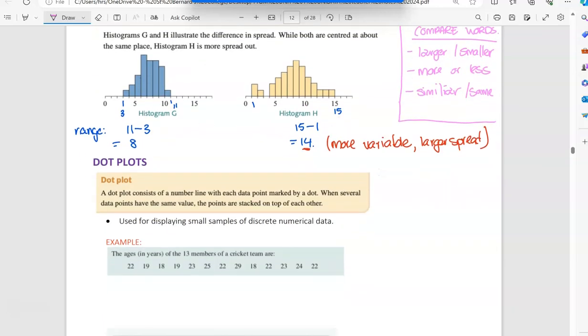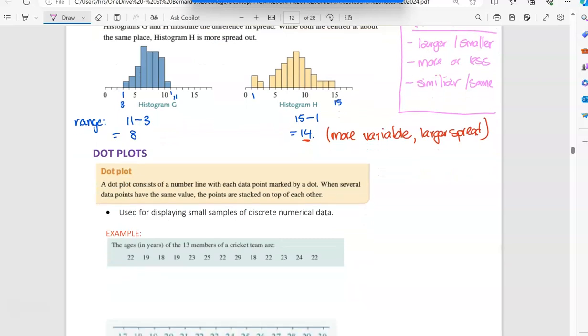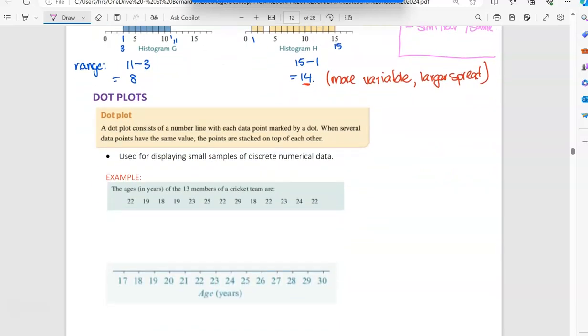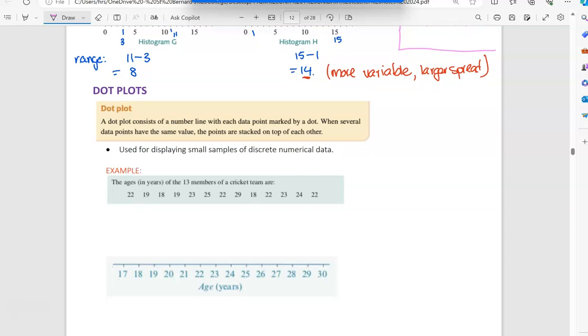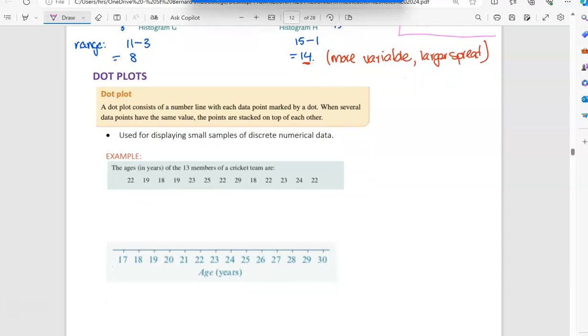All right, so now what we're going to do is have a quick look at dot plots. We are going to do this dot plot in our calculator because I'm going to show you. So let's have a look.